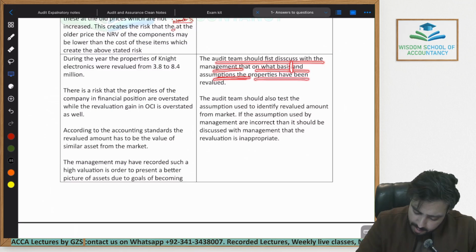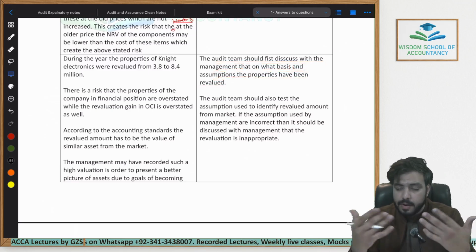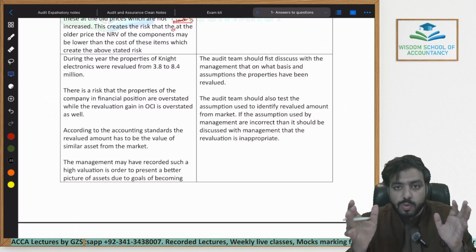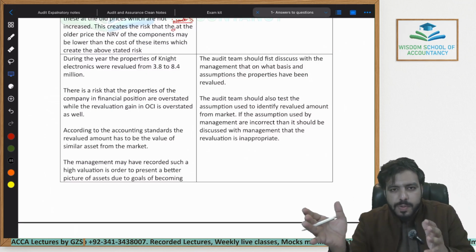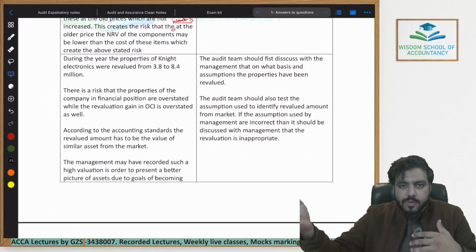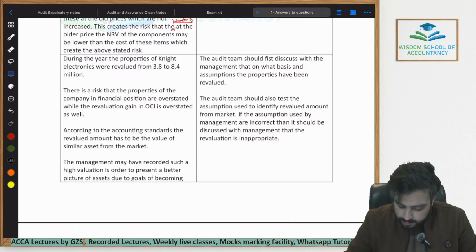the properties have been revalued. So what assumptions were you using as the management? I will ask them, as the auditor, what were the basic assumptions you used to identify whether this value is being chosen correctly or not? And how did you choose the correct value? Please show me the assets as well. What similar type of assets did you choose from the market from which you identified this value?